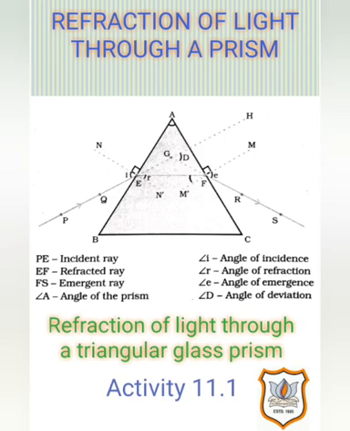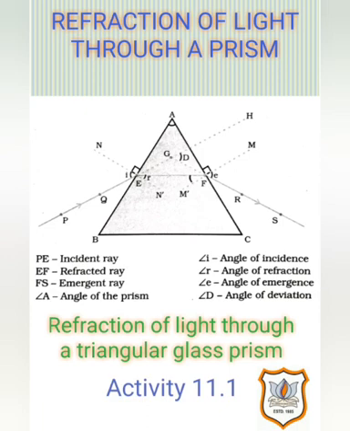Now, look for the images of the pins fixed at P and Q through the other face AC, the next triangular part. Fix two more pins at points R and S such that the pins at R and S and the images of the pins at P and Q lie on the same straight line. Now remove the pins and the glass prism. Join the points P and Q and extend the line till it meets the nearest boundary of the prism. Similarly, join and produce the points R and S.